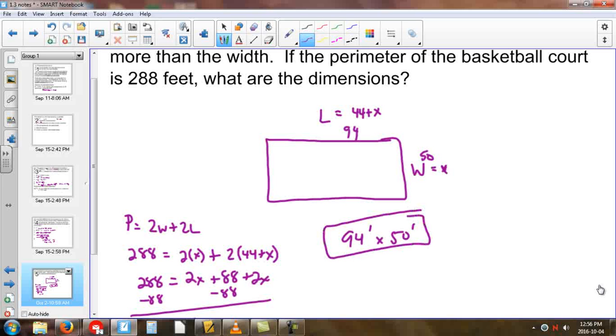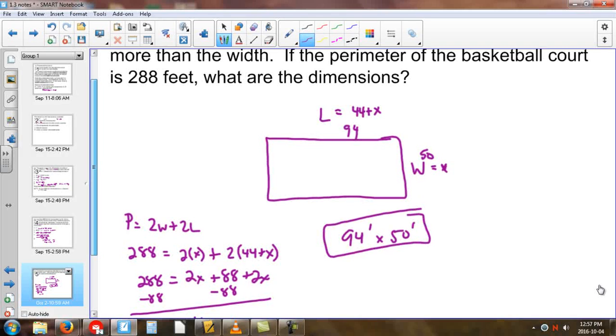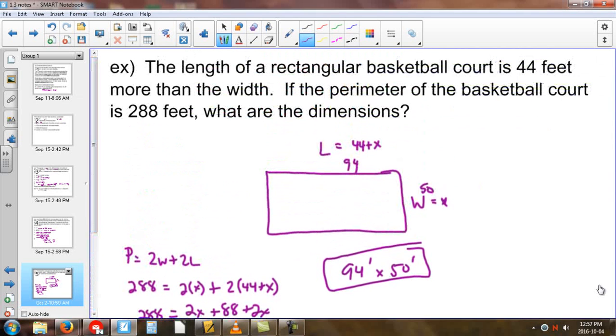It is not okay to just say that x equals 50. The reason why is that wasn't the question. The question was, what are the dimensions? So please be careful to answer the questions appropriately, and we'll see you in class.